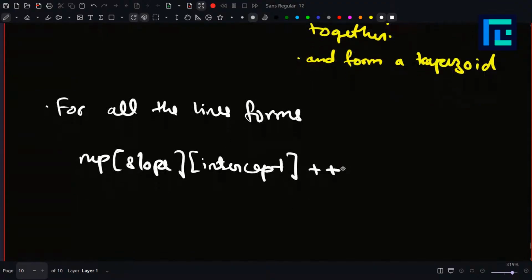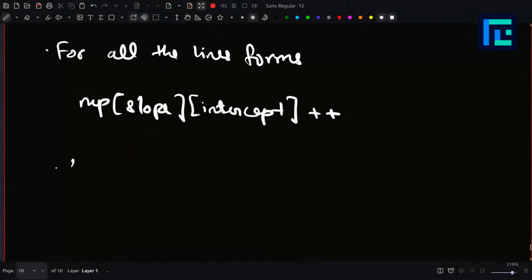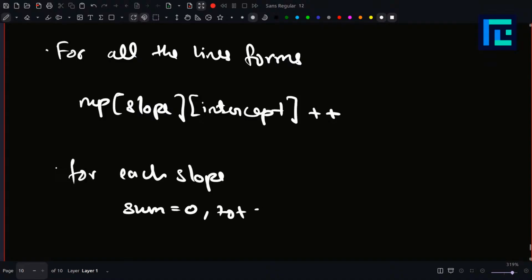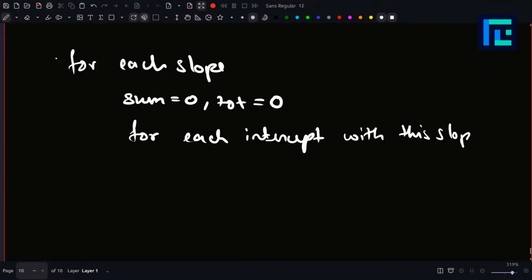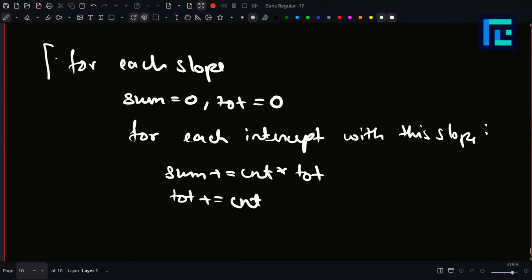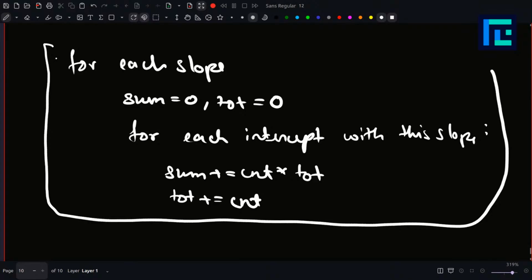And then what we need to do to solve the problem is, for each slope, again do the same sum and total idea from before. So sum equals 0, total equals 0. For each intercept with this slope, sum will be count times total. And then total will increase by count. And if you're not understanding this, just rewatch problem B, how we had solved it.